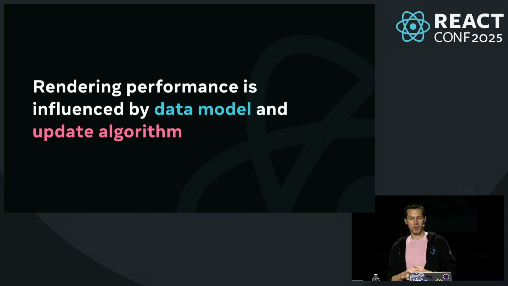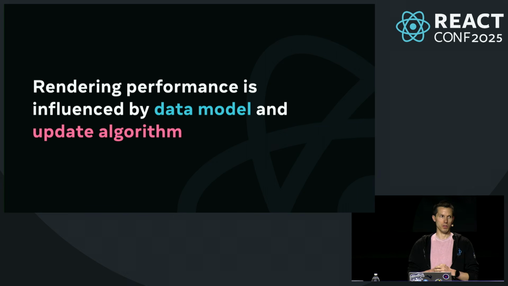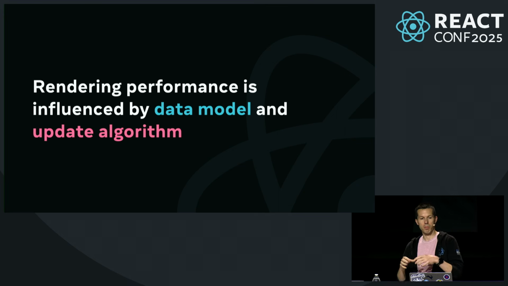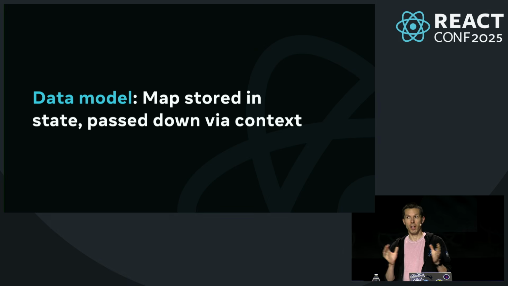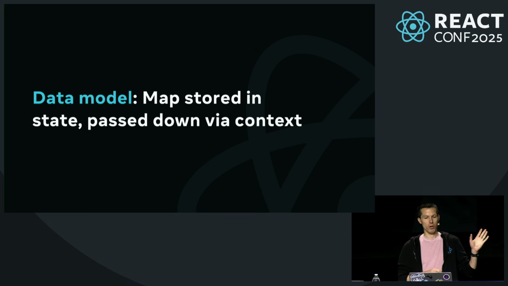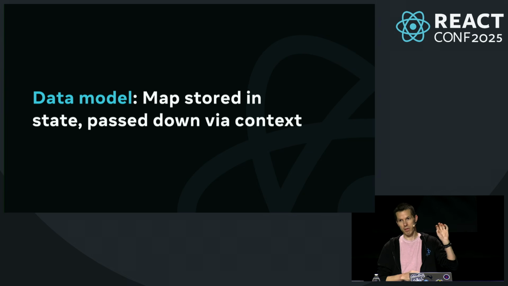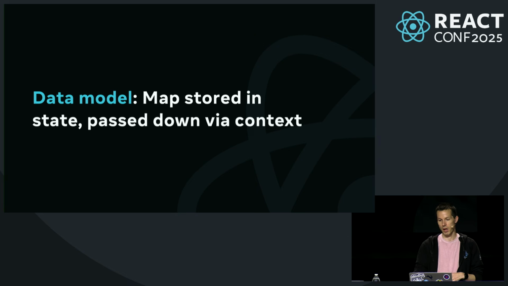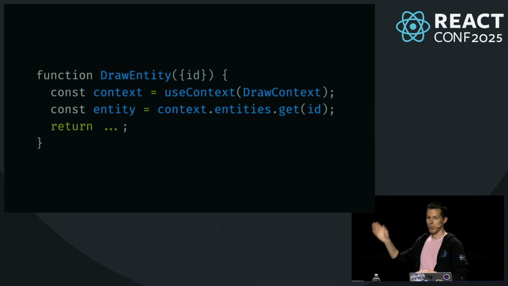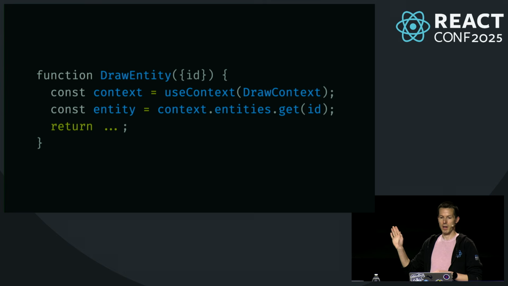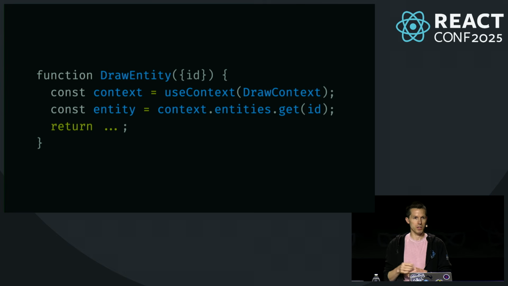In an incremental system, there are kind of two key architectural choices: the data model and the update algorithm. So for the draw benchmark, we chose a data model approach that a lot of folks in the community have asked about. We stored all the state, all the data for the app in a single state value, and then passed that down via context. So each component reads the data for its entity from context, and then accesses whatever properties it needs.